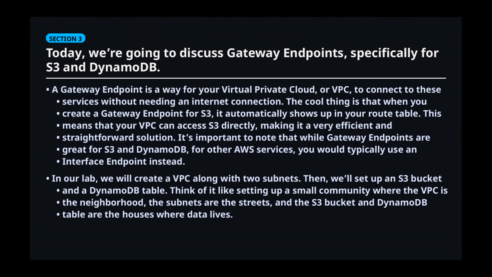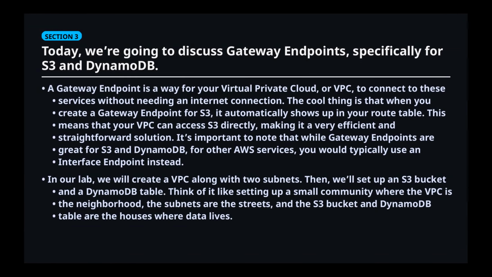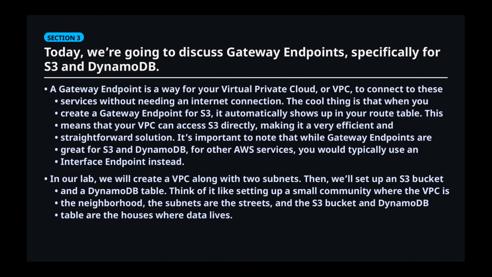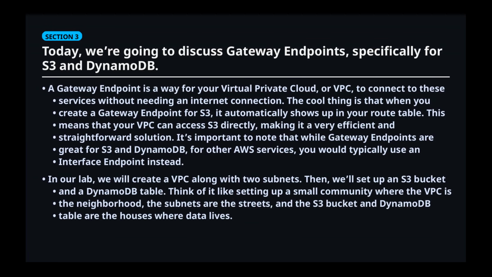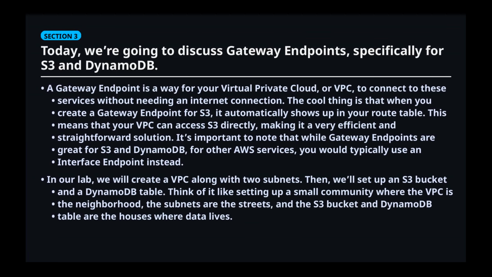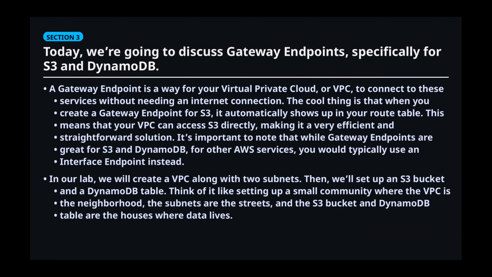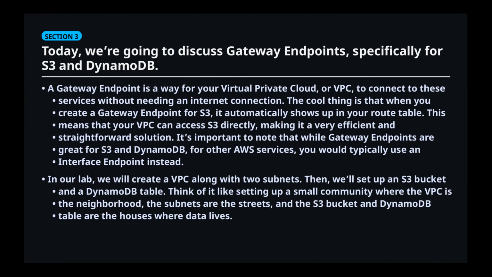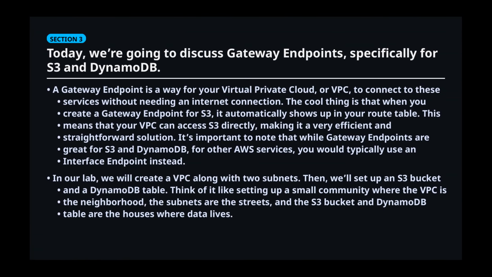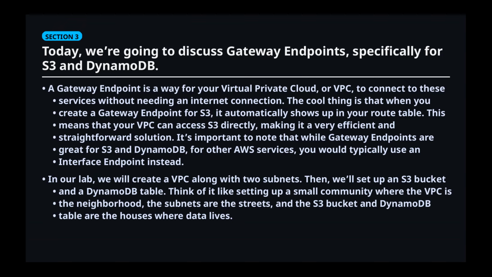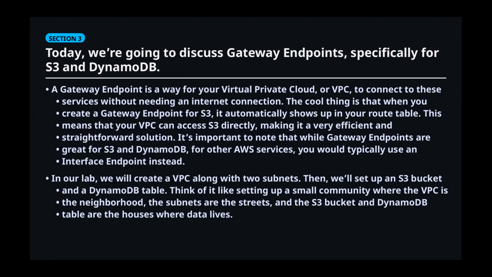A gateway endpoint is a way for your virtual private cloud, or VPC, to connect to these services without needing an internet connection. The cool thing is that when you create a gateway endpoint for S3, it automatically shows up in your route table. This means that your VPC can access S3 directly, making it a very efficient and straightforward solution. It's important to note that while gateway endpoints are great for S3 and DynamoDB, for other AWS services, you would typically use an interface endpoint instead.